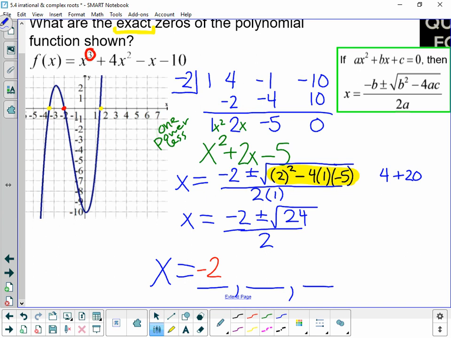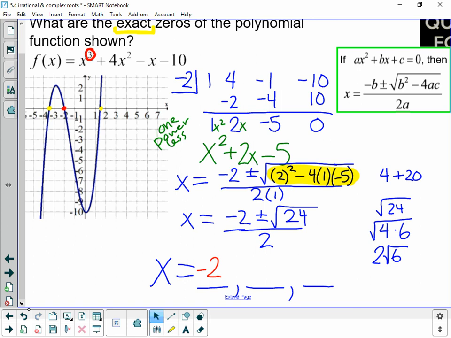Now, if that radical is simplifiable, you do need to go ahead and simplify it. Thinking about the square root of 24, we want to think about a way to factor that number 24 that utilizes a perfect square. 24 is the same as 4 times 6. We know what the square root of 4 is. It's 2, but that 6 is still inside that root. So root 24 is the same as 2 root 6.